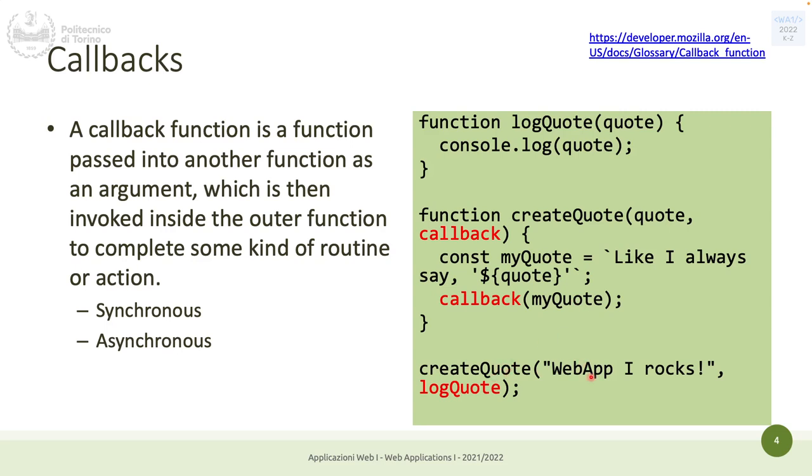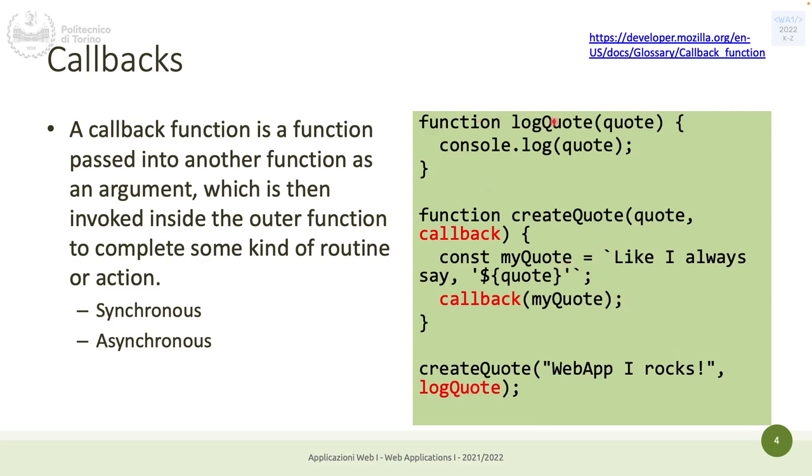The first one is a string, and the second one is a function. Which function? This one created a doc that is called logQuote that gets a string as a parameter and just does console.log. So the usual console.log printing, but it could be also other kinds of prints. And so here, when we pass this function as a parameter, in the body of the function, we call actually logQuote with a parameter myQuote. So the result of running this will be, like I always said, web app 1 rocks.